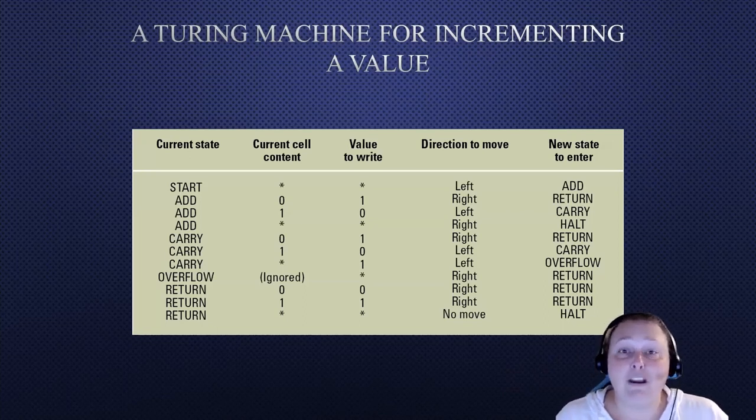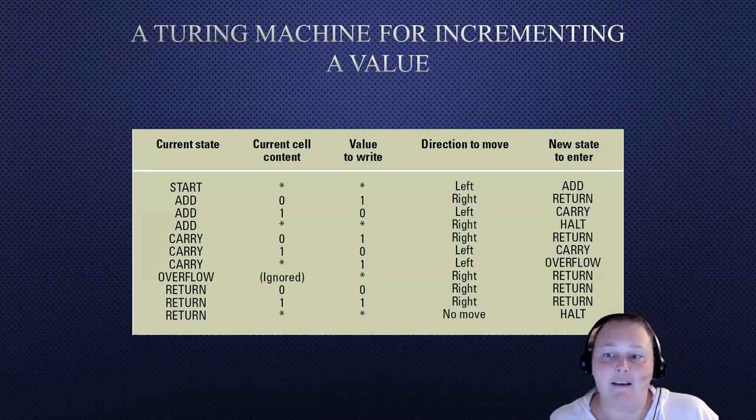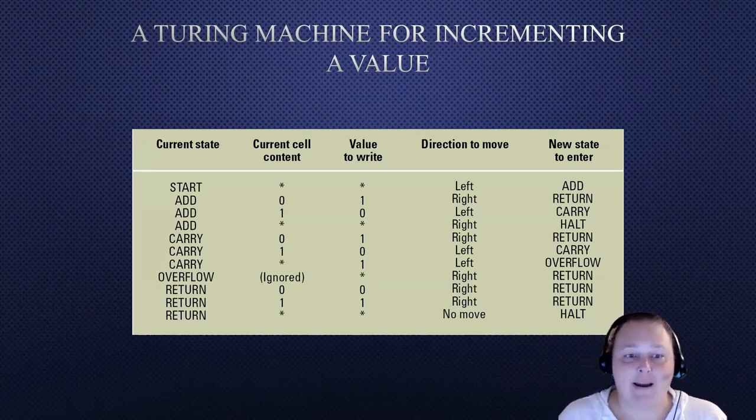So we remember each step has a current state and a new state, with some process in between. We start at the start position. The cell has nothing in it. We don't want to write anything to it. We want to move to the left, and then we're going to do an add. Okay, so the add comes back.